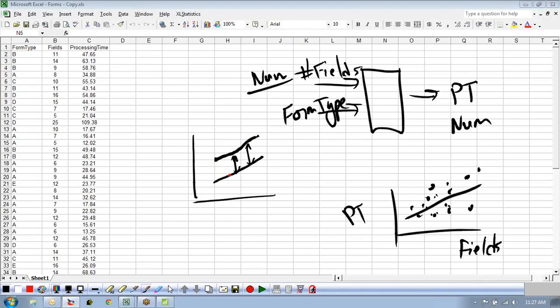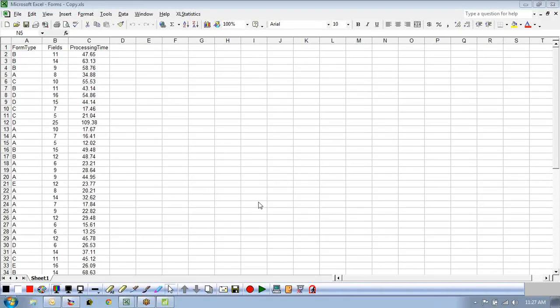Okay, we still have this overall model that says here's what the slope is based on the number of fields and the form type A and B and C or whatever. We'll just make an adjustment based on the mean. Okay, what that amounts to is adding a bunch of dummy variables into our model that are going to be 1-0 switches that either add a constant or subtract a constant or something like that when they're on. Okay, so let's take a look and see what that looks like in Minitab.